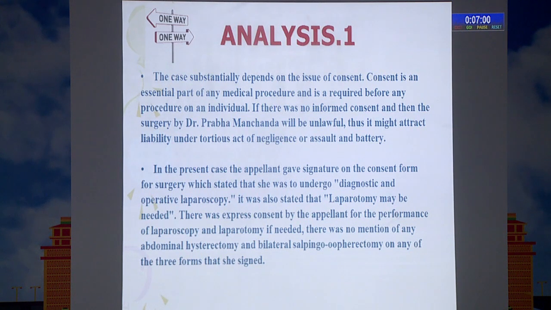In the present case, the appellant gave her signature on the consent form for surgery, which stated that she was to undergo diagnostic and operative laparoscopy. It was also stated that laparotomy may be needed. There was express consent by the appellant for the performance of laparoscopy and laparotomy if needed. There was no mention of any abdominal hysterectomy and bilateral salpingo-oophorectomy on any of the three forms that she signed.